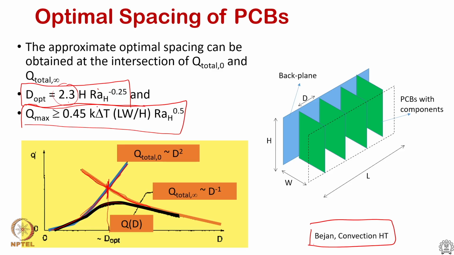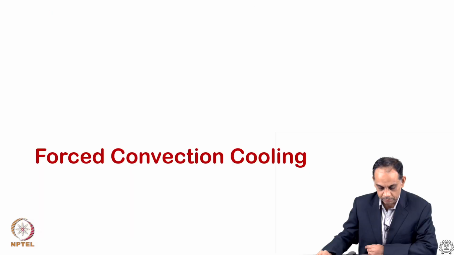And the Q max is obtained after you take this D optimum and put it in any of the expressions for Q, and you will end up getting this expression. So, that is the method of matched asymptotes discussed by Bejan in his convection heat transfer textbook, and we use the same principle to derive a guiding principle for forced convection as well.